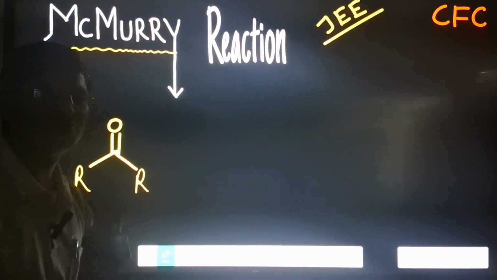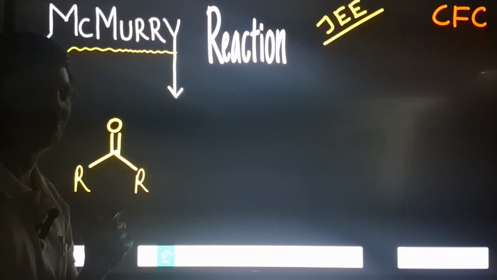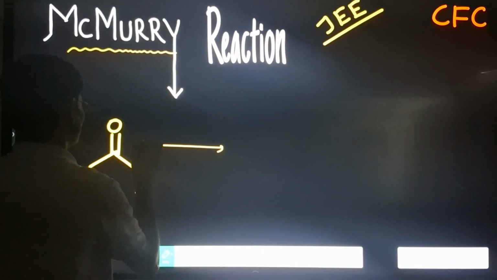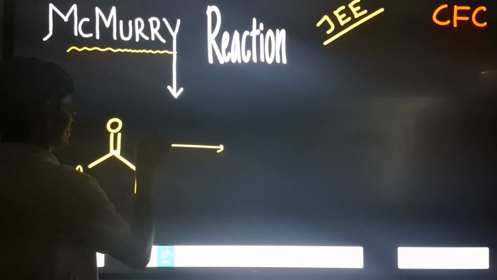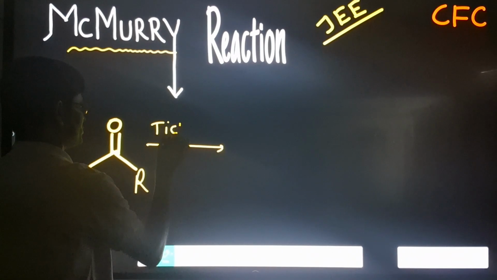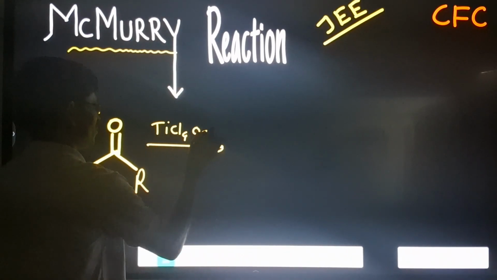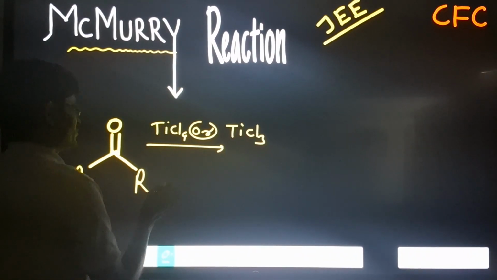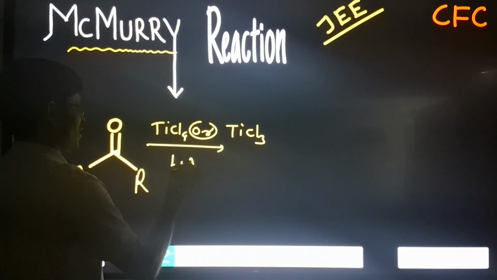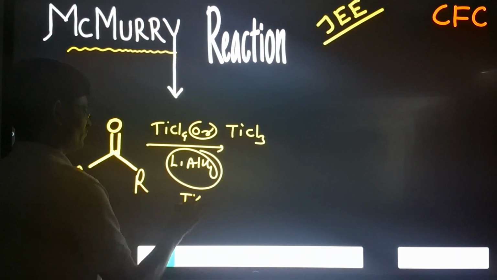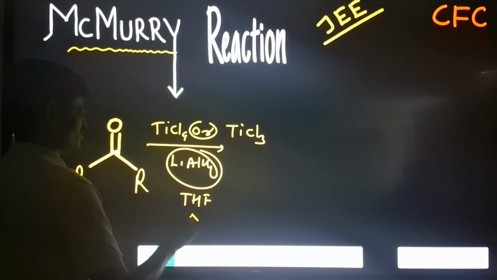What is the McMurry reaction? The starting reactant is acetone, or a carbonyl compound, we can say aldehyde or ketone, in the presence of TiCl4 or TiCl3. Lithium aluminum hydride is taken as the reducing reagent, and THF, tetrahydrofuran, as the organic solvent.